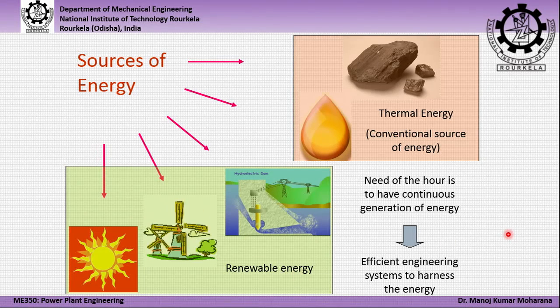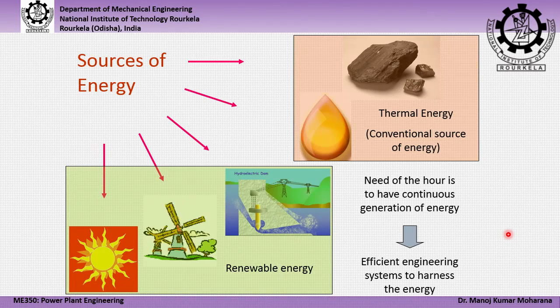But the need of this hour is to have continuous generation of energy, having efficient engineering systems to harness the energy from different sources. In later slides we will see the importance of thermal energy, basically considering coal as the primary source for obtaining the energy. That is why during this subject we will study in detail the basic operation of a thermal power plant, considering its great necessity for human beings at present.